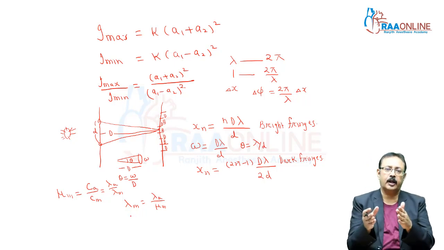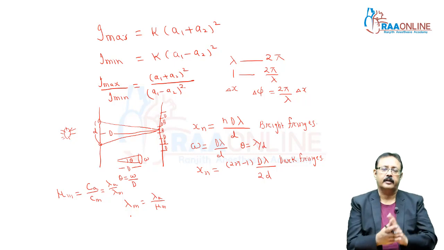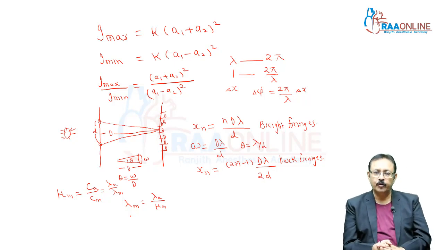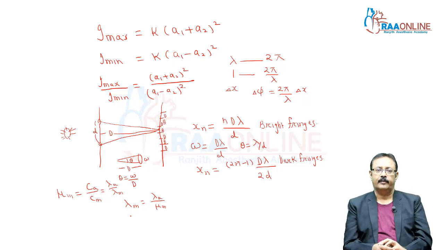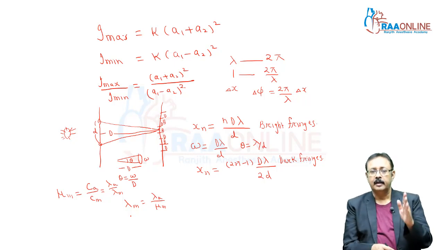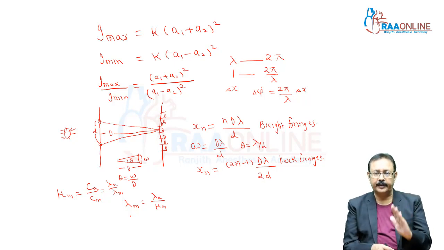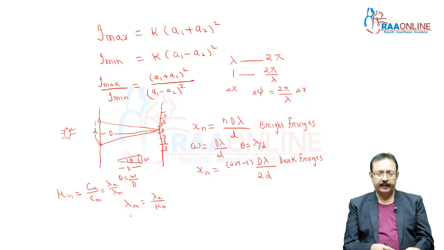So if you are shifting your experiment from air to water, what will happen? You will get fringes of less thickness. Width will decrease. So that was interference. Interference means a redistribution of light. Next thing was diffraction.